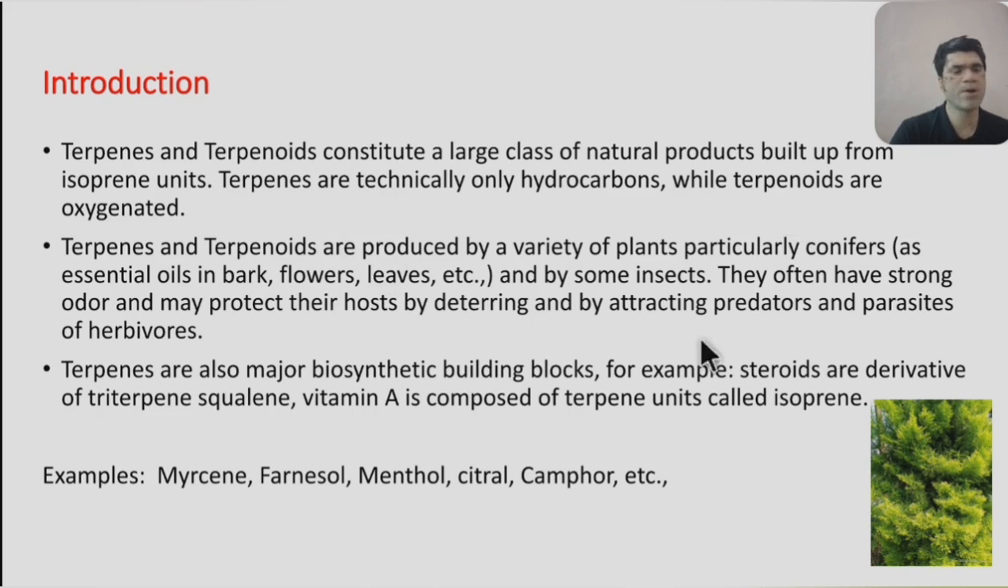Terpenes and terpenoids are produced by a variety of plants, particularly coniferous plants. Especially the bark, flowers and leaves of these coniferous plants contain terpenes, and some insects also produce terpenes. These terpenes have a very strong odor, and they are produced by plants to deter herbivorous animals.